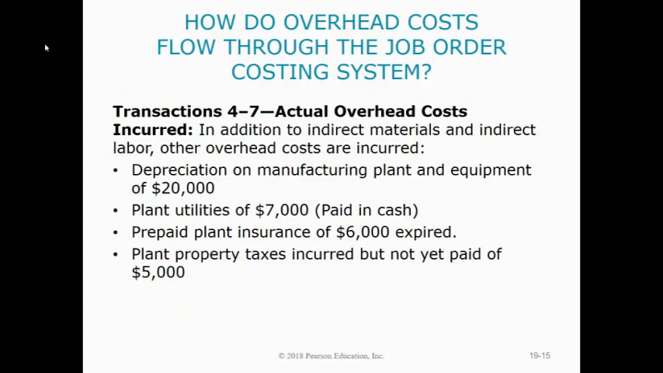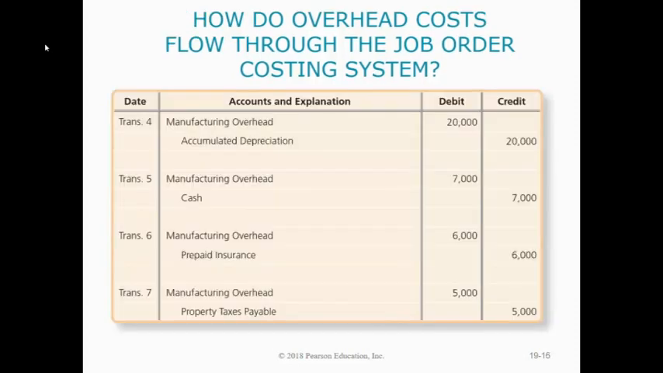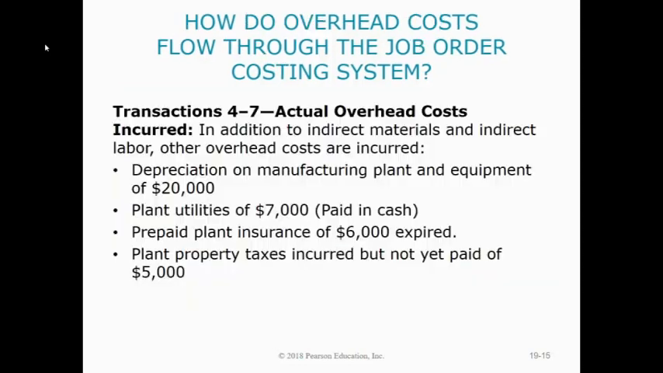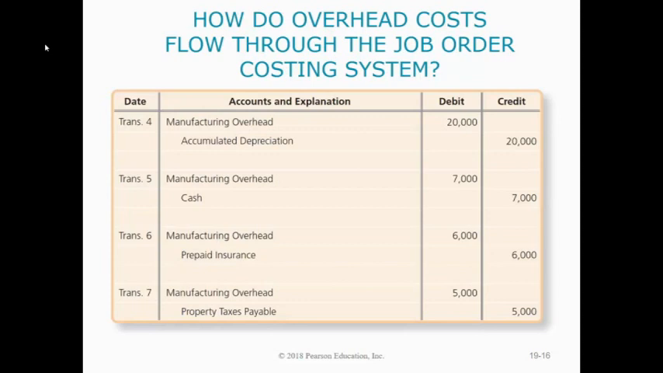We had the expiration of prepaid plant insurance. That's why the credit in transaction 6 is a $6,000 credit to prepaid insurance. And then we received a bill, which has not yet been paid, for $5,000 for property taxes. Well, we know we owe it, so we got to put it on the books. We haven't paid it yet. We're going to call that account property taxes payable.